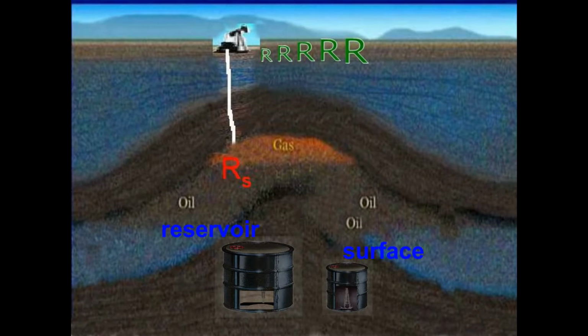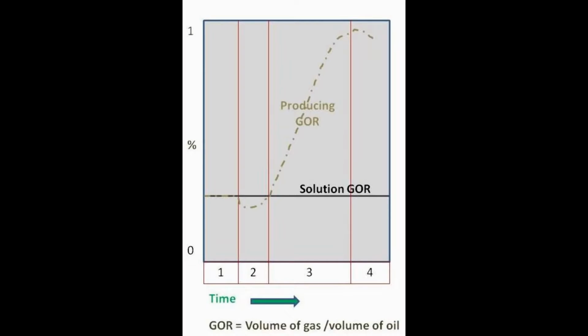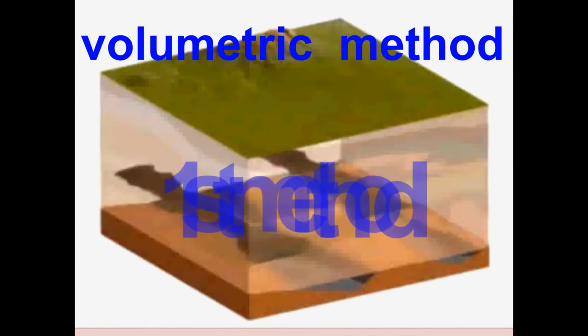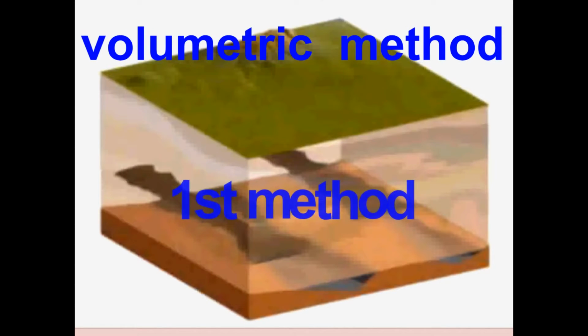Also keep in mind that gas volume in the reservoir varies tremendously from gas volume at the surface. Note also that the GOR will continue to change as oil is produced. Basically, this is the volumetric method. It is primarily used as the first method to calculate reserves.